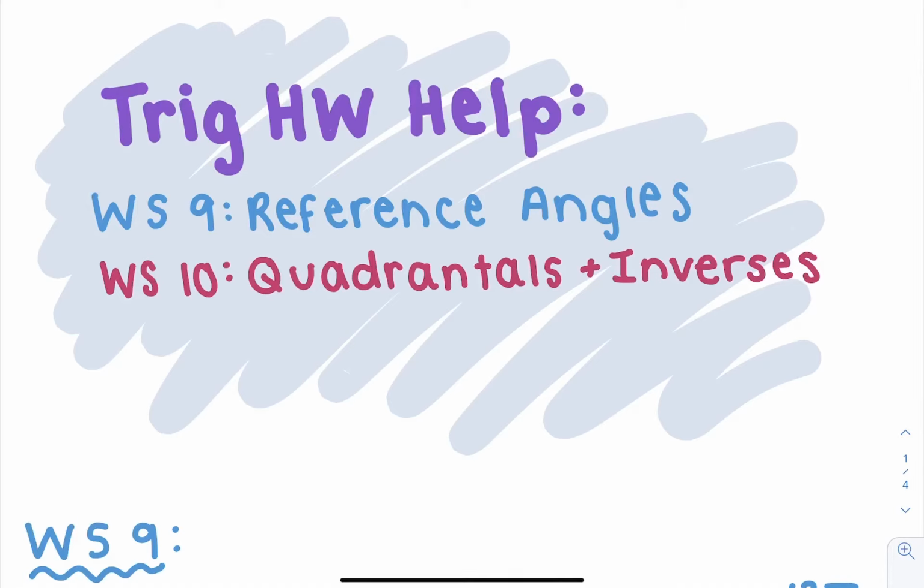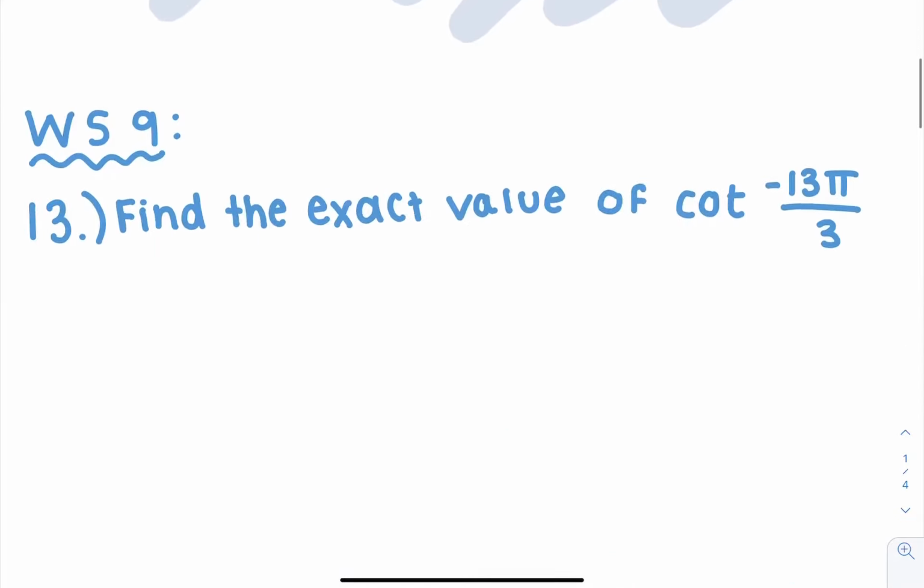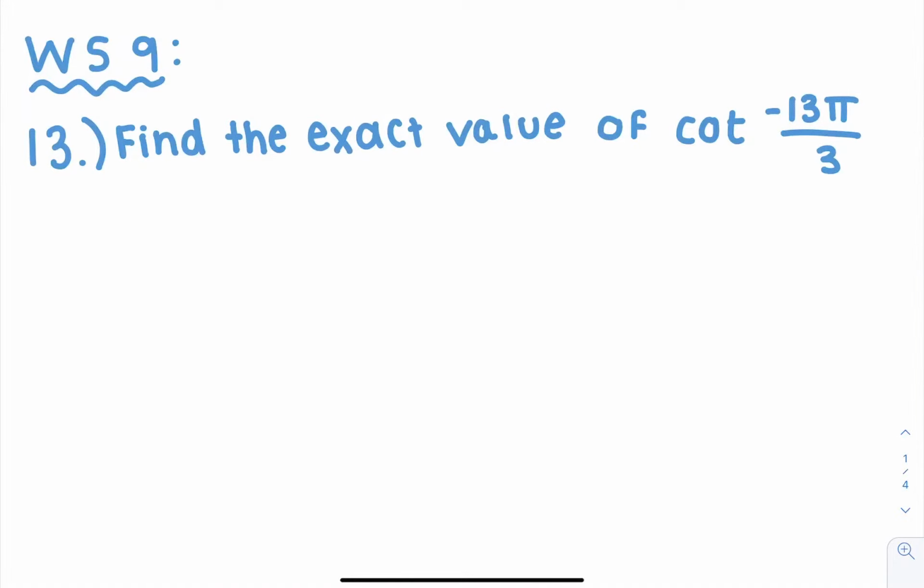Hi everyone, in this video I wanted to go over a few problems from worksheet 9, reference angles, and worksheet 10, quadrantals and inverses. So the first question is on worksheet 9, which is number 13, which asks you to find the exact value of cotangent of negative 13 pi over 3.